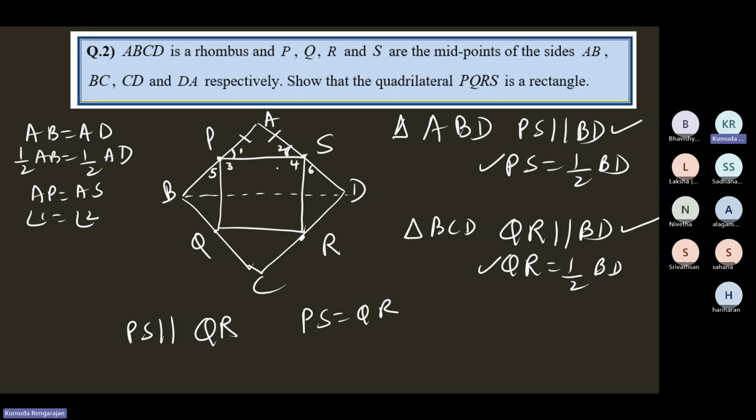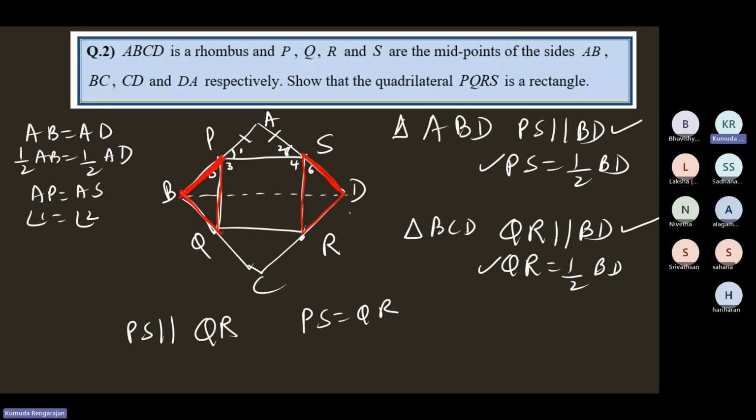Now, next we'll prove that angle 5 is equal to angle 6. For that, let's take up this triangle and this triangle and show that they are congruent. Once you show that they are congruent, angle 5 is equal to angle 6, CPCT. So BP of this triangle is equal to SD of this triangle. Same reason, because AB is equal to AD, half of AB is equal to half of AD, so BP is equal to SD.